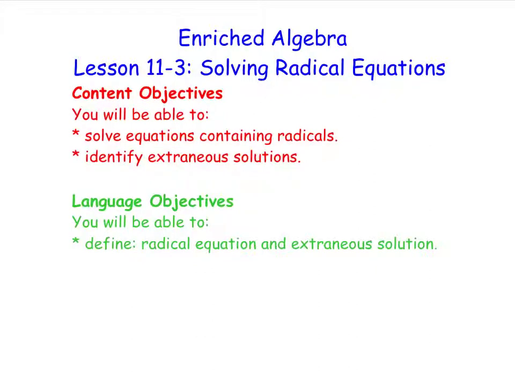Welcome back, everybody. We're going to keep going in Chapter 11. We're doing Lesson 3. It's solving radical equations. So in this lesson, you'll be able to solve equations containing radicals and identify extraneous solutions. I'll talk about that later. Language objectives will be you'll be able to define what a radical equation is and what are extraneous solutions.